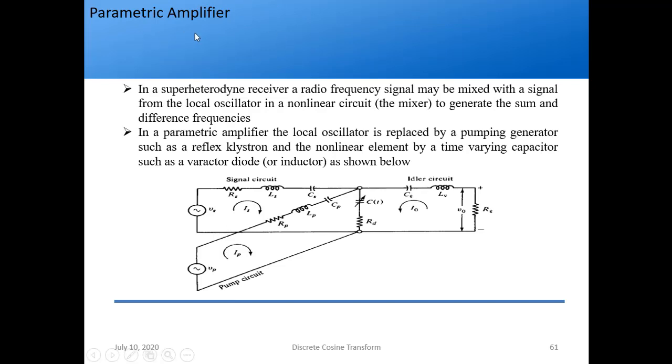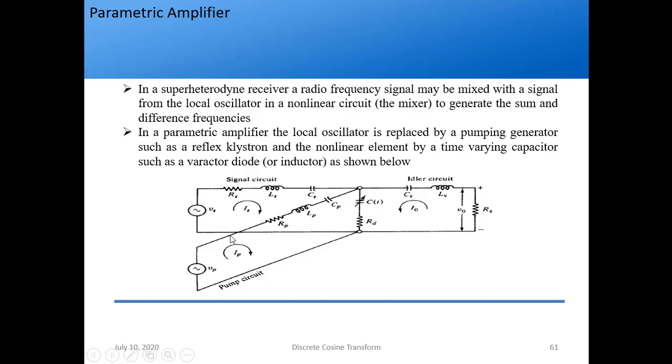So next is parametric amplifiers. We usually get a question: explain negative resistance parametric amplifier and the relationship between signal frequency, pump frequency and idler frequency. So, you have studied a superheterodyne receiver, right? It has a radio frequency signal, a mixer, and a local oscillator. In a superheterodyne receiver, the RF signal is mixed with a signal from the local oscillator to generate the sum and difference frequencies. In the same way, in a parametric amplifier, the local oscillator is replaced by a pumping generator, which is shown here.